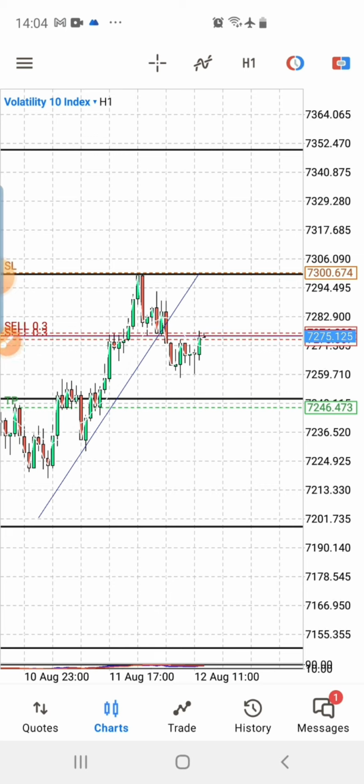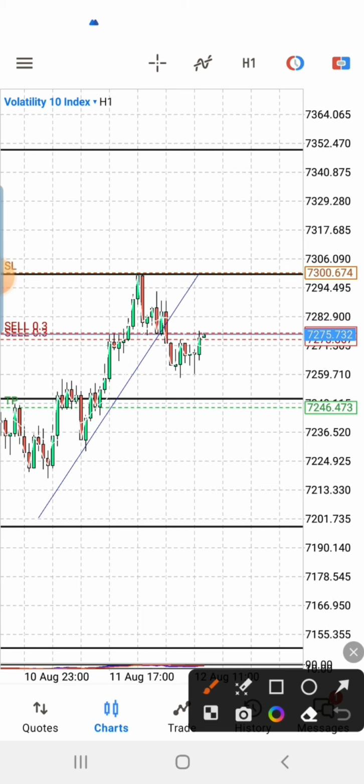Once the price closes with a strong bearish candle below the trend line, that's the point you are going to be making entry. And your target is going to be the next psychological level to the downside.